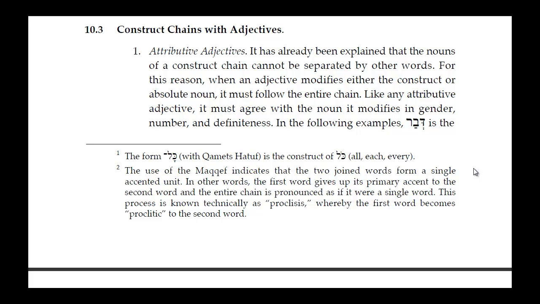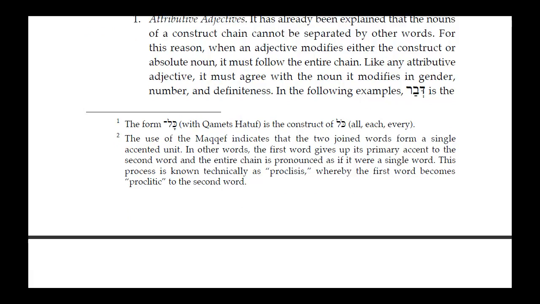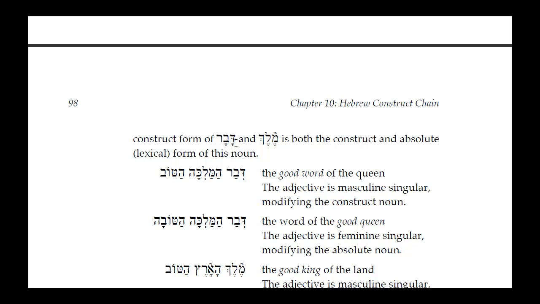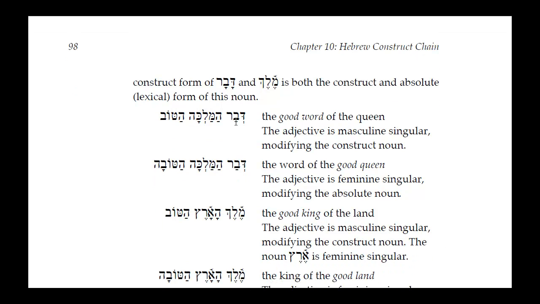And so in the following examples, we're going to use davar as an example here. It is the construct form of davar with the kamatz. And melech is both the construct and absolute form of this noun. So we're going to go ahead and look at some examples here. Notice that davar has kamatz under its two consonants right here. That's the normal lexical form. When you see davar with a shva and a patach, there's been a vowel reduction here. We'll get into those vowel reductions in just a few moments.